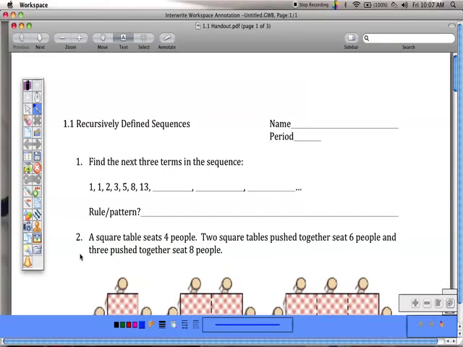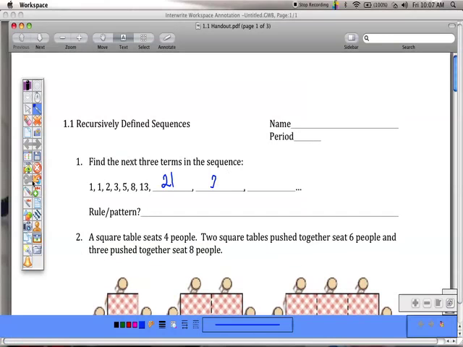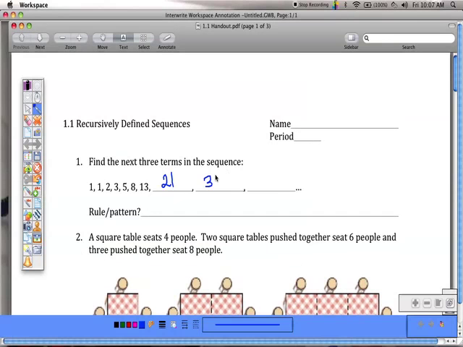Alright, well, if you haven't figured it out, the next 3 terms are 21, 34, and 55. And the rule is, if you add up any 2 terms before it, you get the next term. So add 2 terms before it to get the next term.